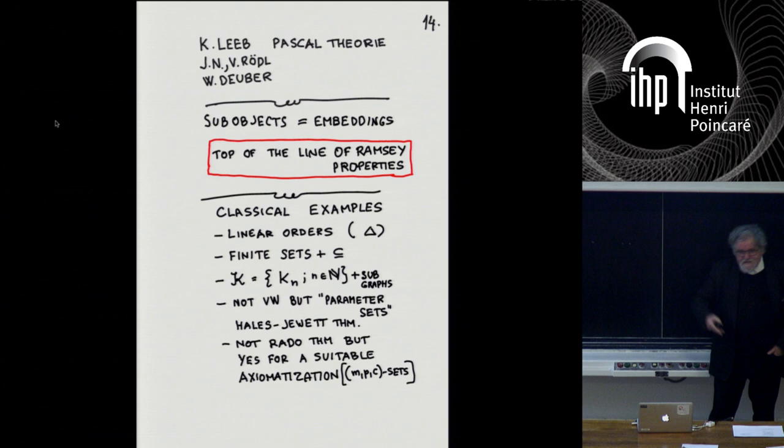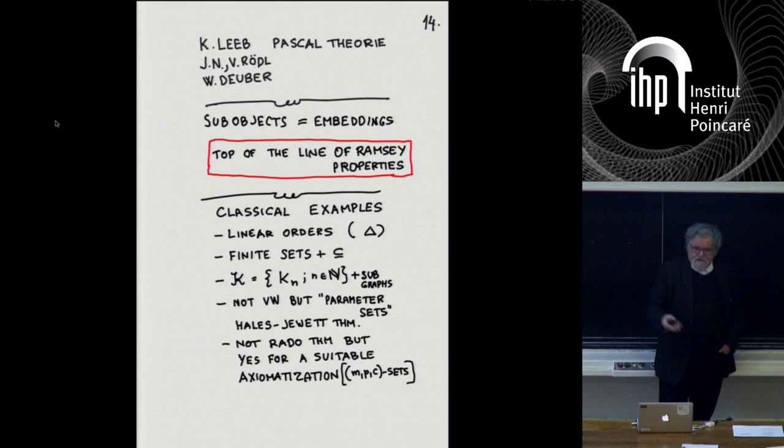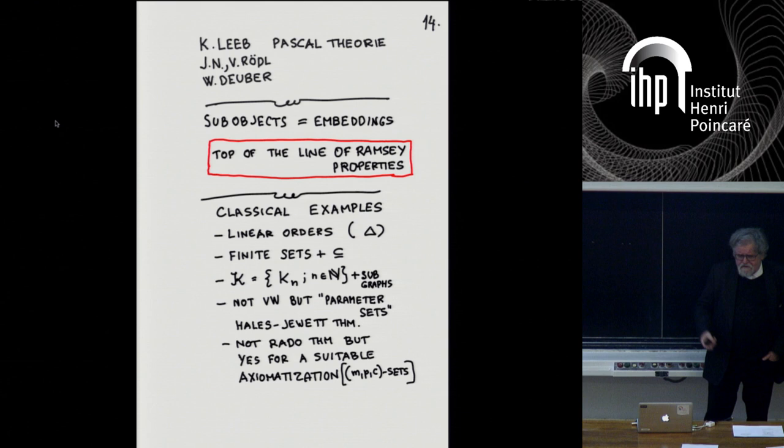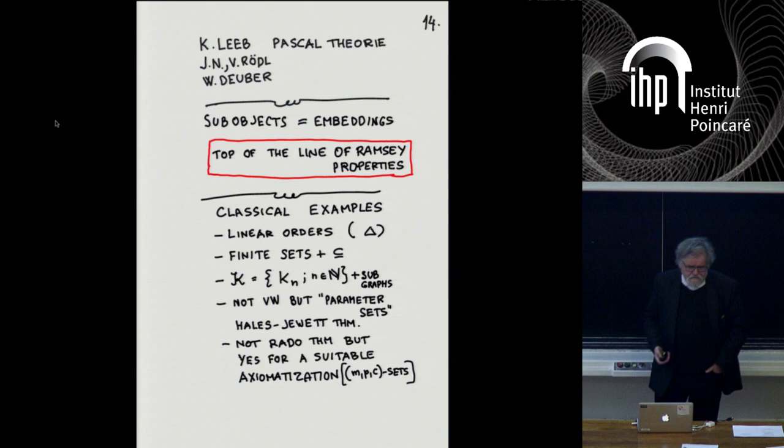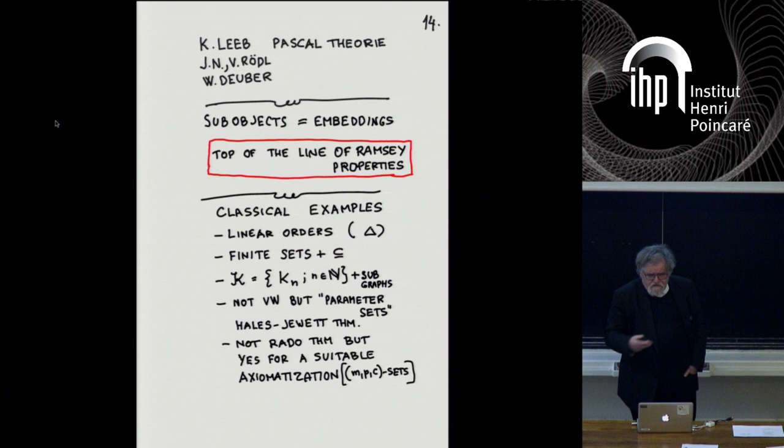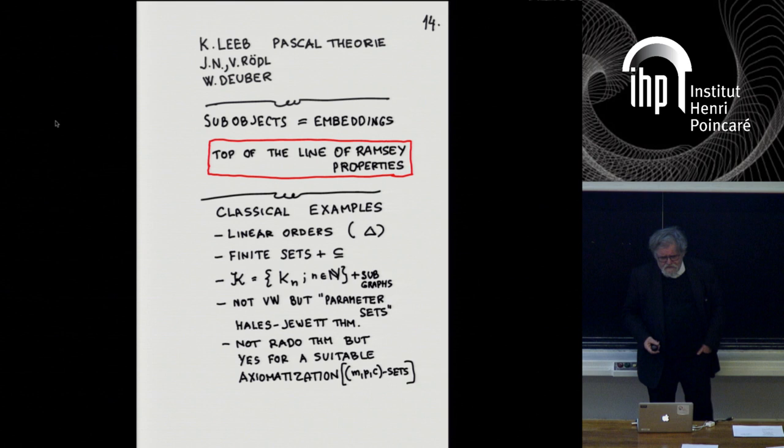These are the so-called parameter sets, and the key ingredient is the Hales-Jewett theorem, something like a cube lemma, which is one of the most useful results, applied again and again in structural Ramsey theory. And the same holds for the Graham-Rothschild theorem, which speaks about the generalization of Schur's theorem, but there is an axiomatization, so-called MPC sets, and for them this is then a Ramsey class.